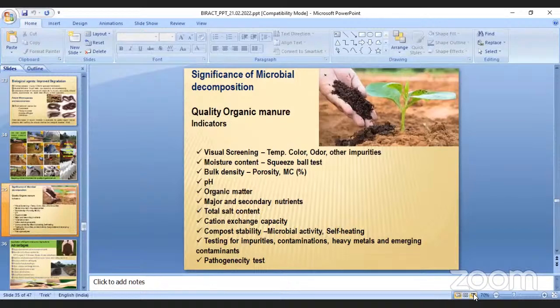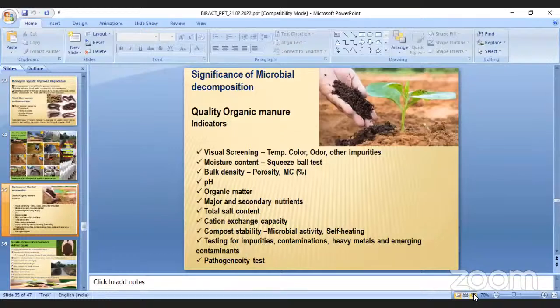So you can prepare the compost in a set and dry it and mix it well. This will properly aerate the composting activities. So this is very essential to optimize the pH, to optimize the temperatures, to optimize the acidity and other conditions.